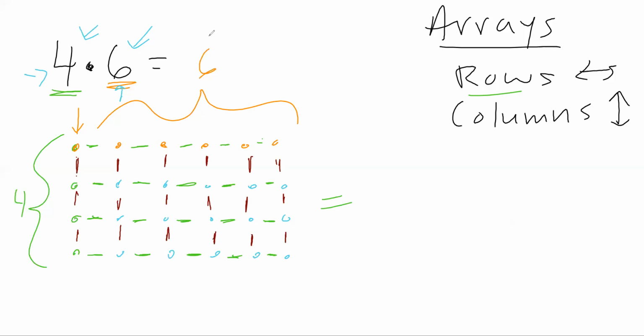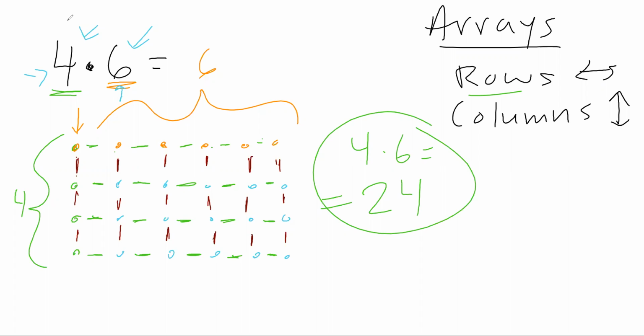And if I counted all these, 1, 2, 3, 4, 5, 6, so 6, 12, 18, 24. Okay, so 4 times 6 would equal 24.